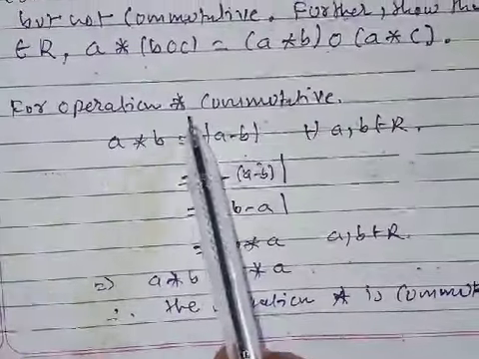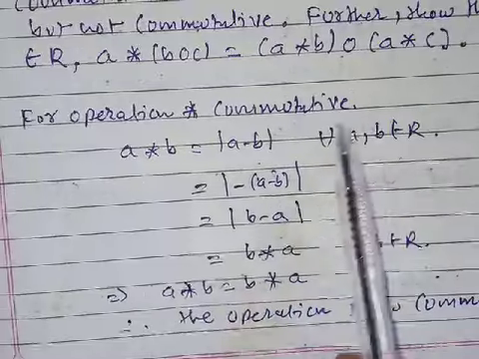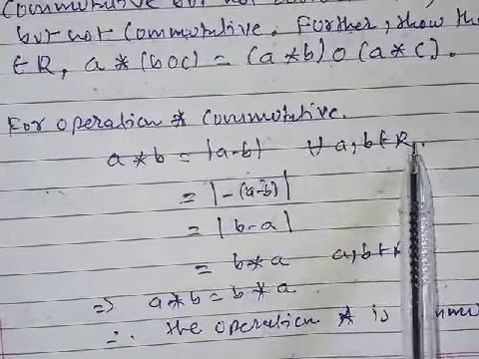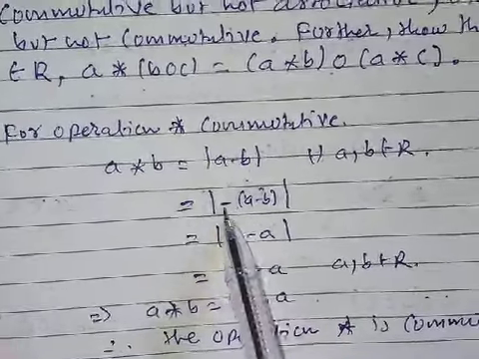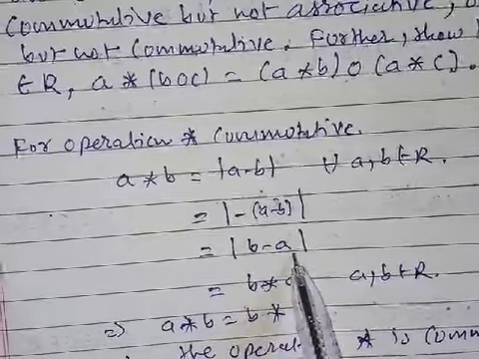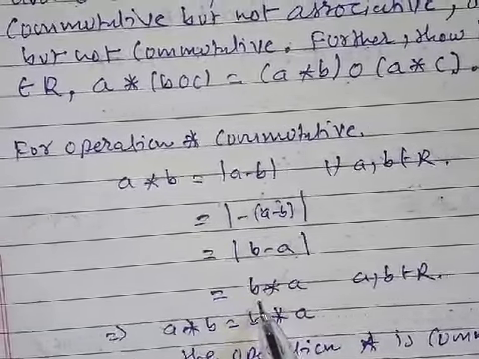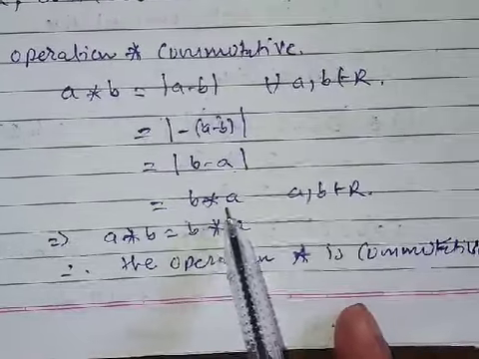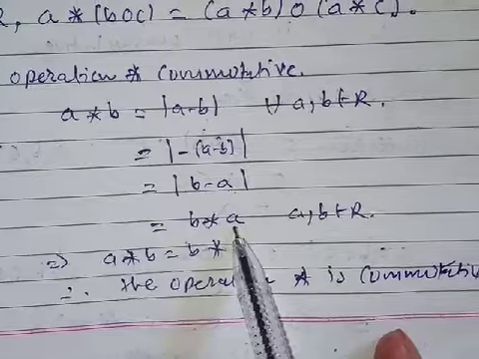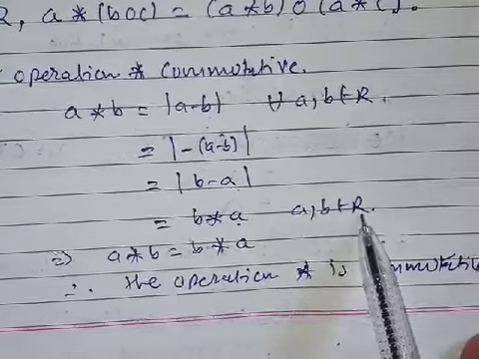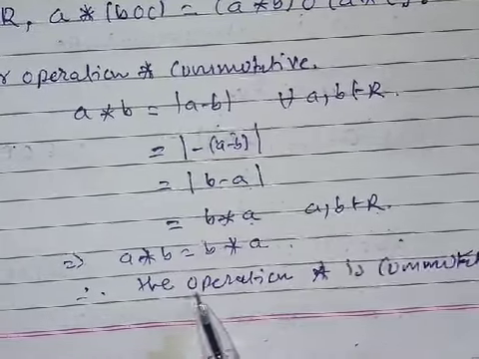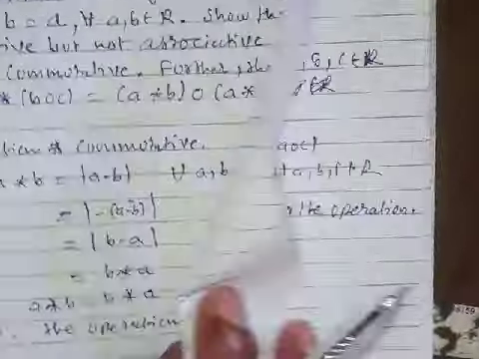For the operation star to be commutative, A star B is equal to |A minus B| for every A, B belongs to R. Keep the minus sign inside: |-(A minus B)|. Multiply the minus sign inside, and you will get |B minus A|. If you take out the mod, what do you get? It is B star A. So for every A, B belongs to R, we saw that A star B is equal to B star A. So the operation star is commutative.